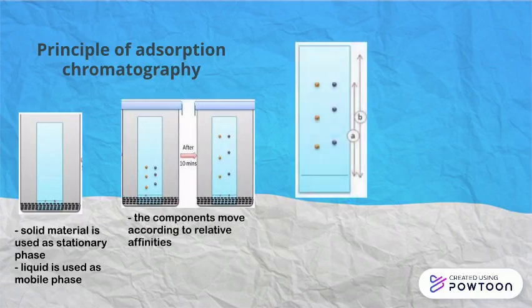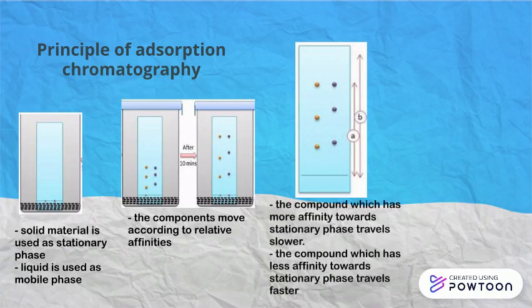The component with more affinity towards the stationary phase travels slower. The component with less affinity towards the stationary phase travels faster. Separation occurs due to the distribution of solute molecules between a stationary phase and a mobile phase.